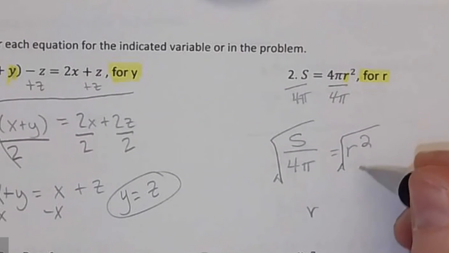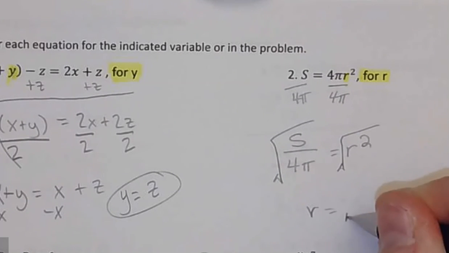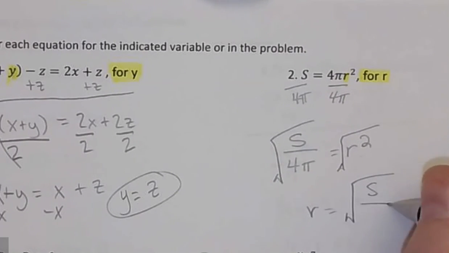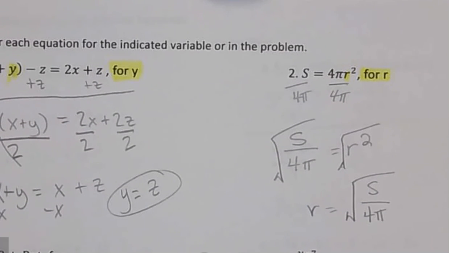of both sides, because I'm going to undo the squaring, like from geometry, equals the square root of s, surface area, over 4 pi. Now, if I wanted to, I could try to rationalize this and everything else. I'm not going to. I'm just going to leave it like this.